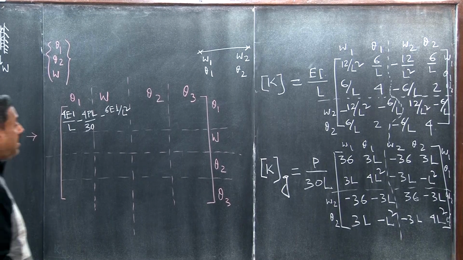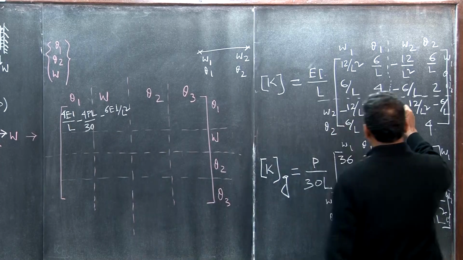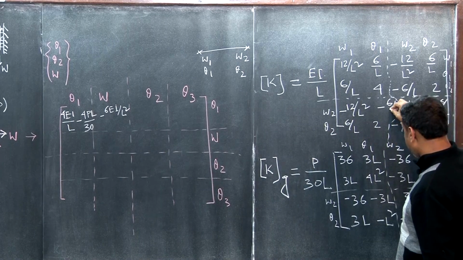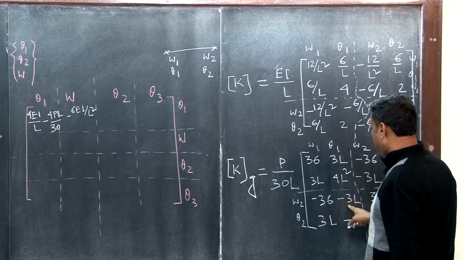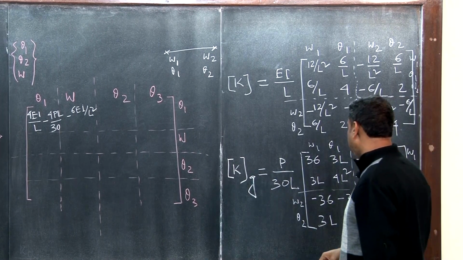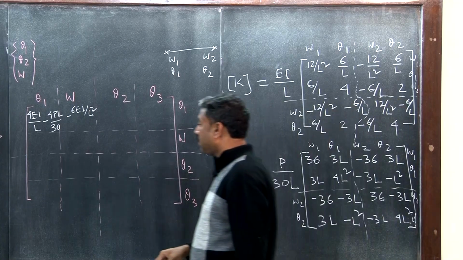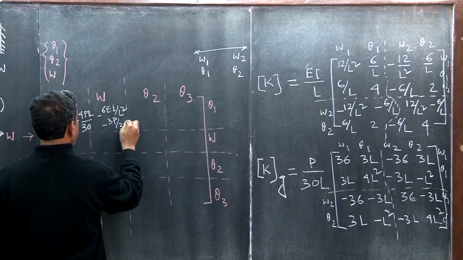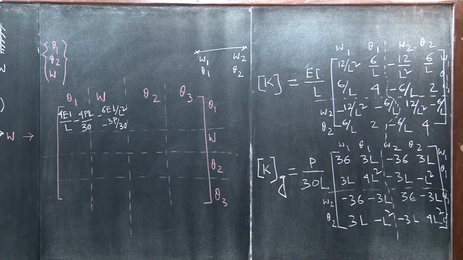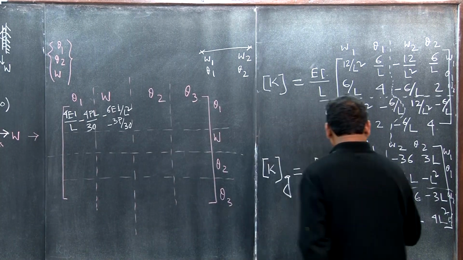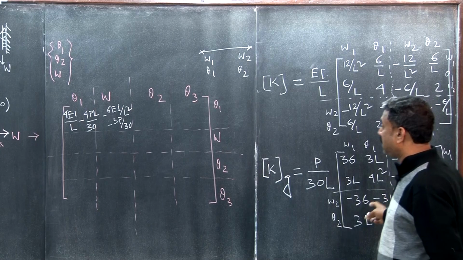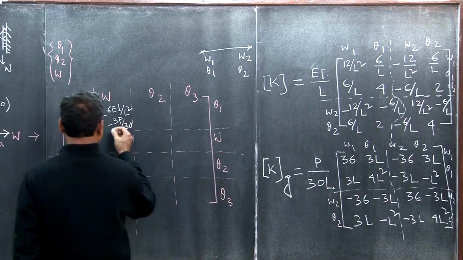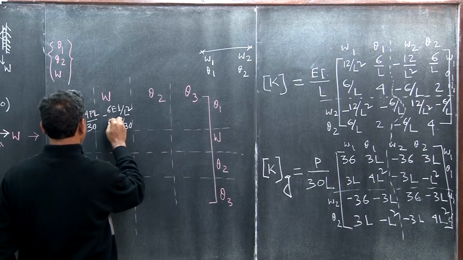The respective member here, what is that? This one. So minus 3P by 30, so minus 3P upon 30, right? It will be plus 3P by 30, yes, you are right. Because here, this one, yes, it will be plus, that's true.